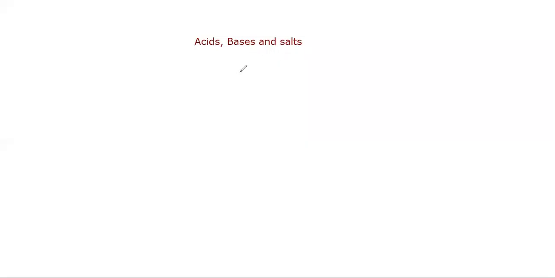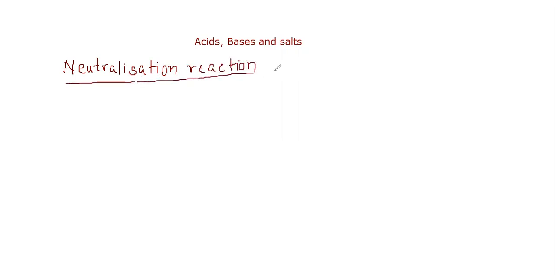Acids, bases and salts. Let's see what is neutralization reaction. Acid plus base gives salt plus water. This reaction is called neutralization reaction.